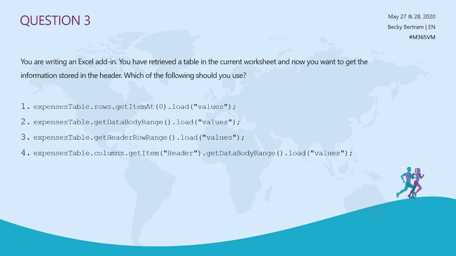Question 3, you're writing an Excel add-in. You have retrieved a table in the current worksheet, and now you want to get the information stored in the header. Which of the following should you use? Again, for the sake of time, the answer is 3. This is just an example of the kind of stuff you're going to need to know for the exam. Not that you need to know every single piece of code for Excel and Word, but honestly, the API is fairly intuitive. If you just look at what the functions are called, it's pretty straightforward. So it doesn't take a whole lot of time to go through this and just become familiar with concepts like a range is a range of cells in a spreadsheet or a range of words in Word, etc.